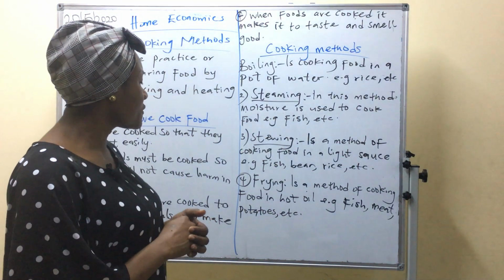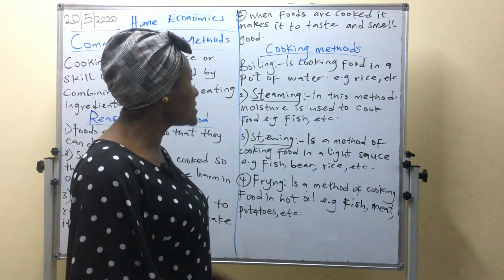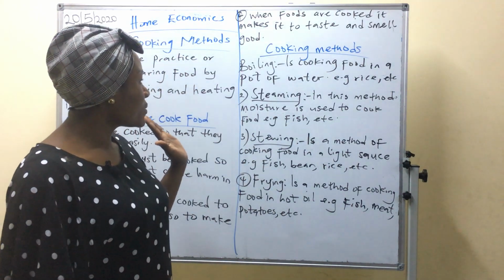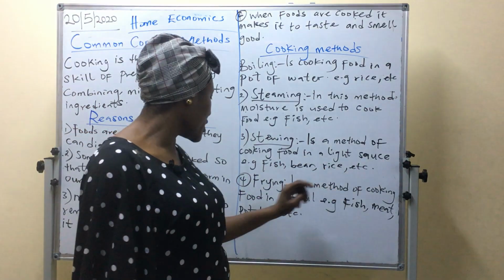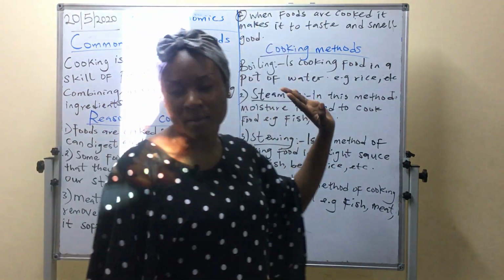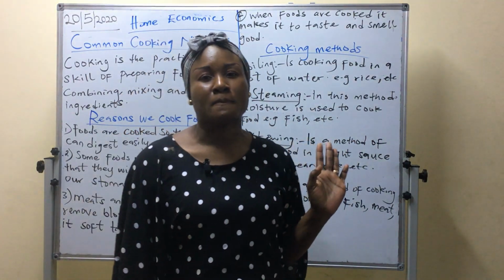Then another method of cooking, the last method of cooking that we're talking about today, is the frying method. This is the simplest of all the methods, like your boiling. Frying method is a method of cooking food in hot oil.